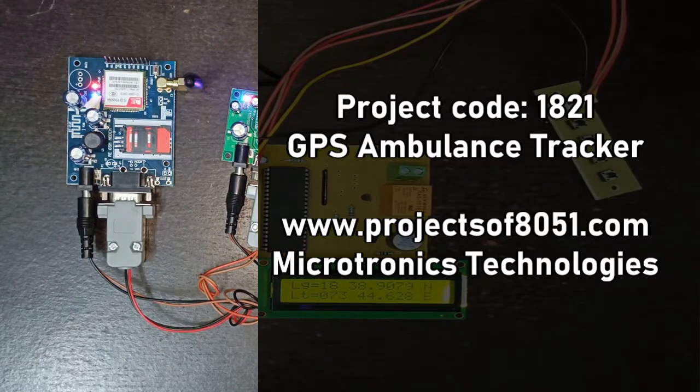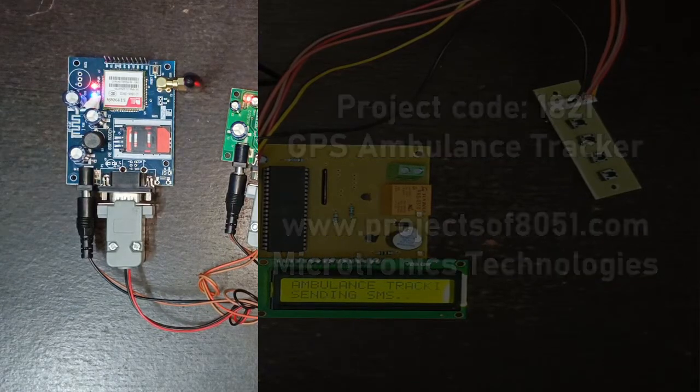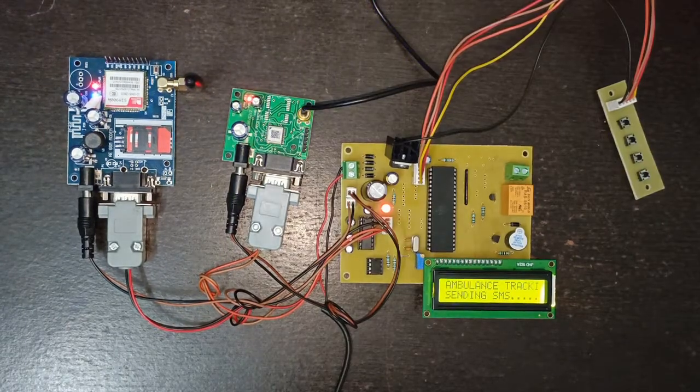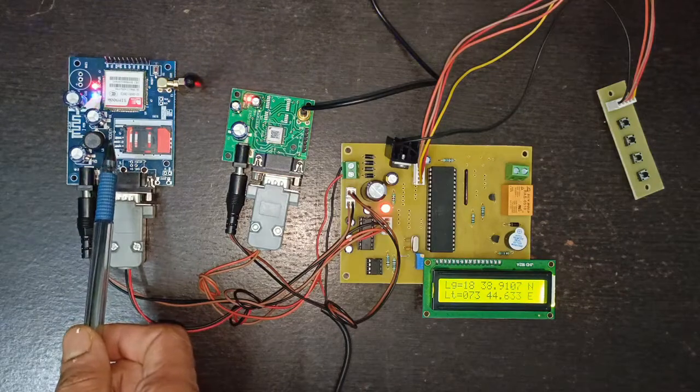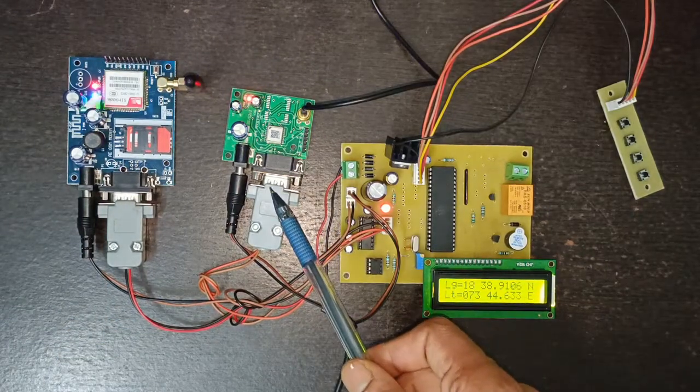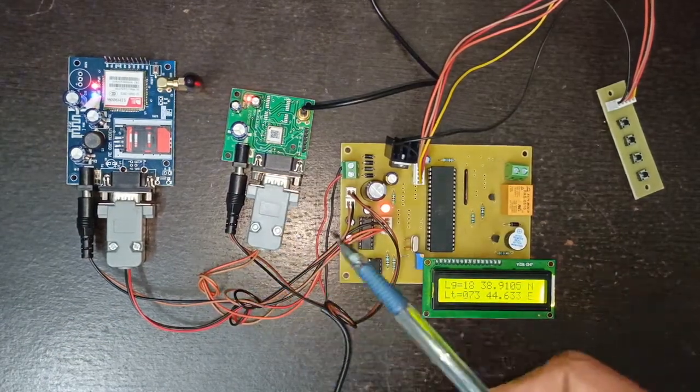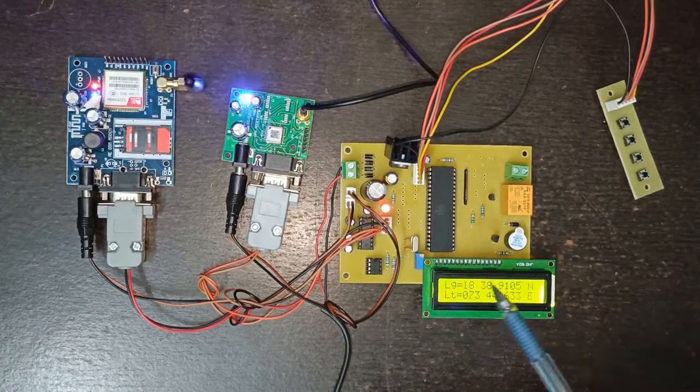Today I'm going to give you the demonstration of the project Ambulance Tracking System using GPS and GSM. This is the complete circuit of the project Ambulance Tracking System. Here we have used Sim900 GSM modem. This is GPS modem. These two modems are connected to the main PCB of the project.